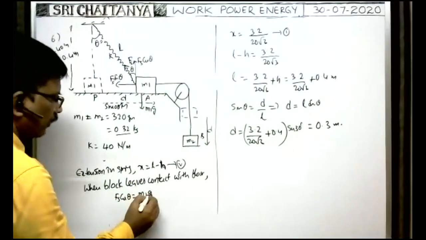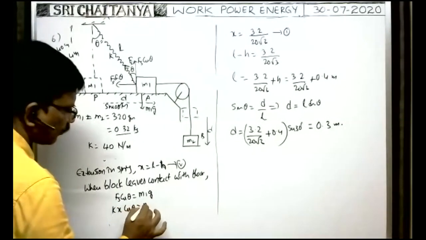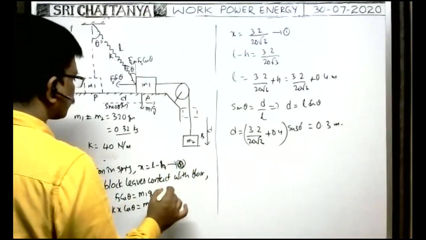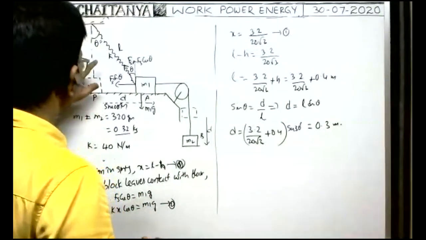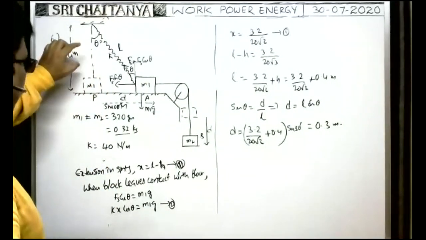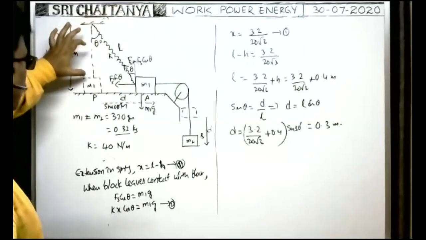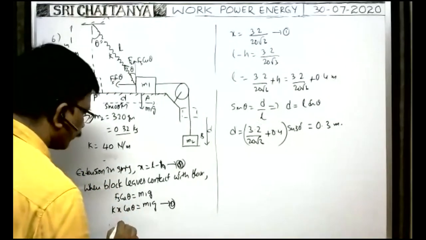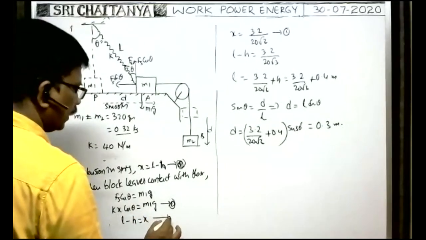Fs cos theta is equal to m1z. Fs means kx into cos theta. That is equal to m1 into z. Okay, this is equation 1. This is equation 2. So next, from the diagram here we see the x value we have to find. The x value is this one. This is totally L. L minus h is equal to x. So this is another equation, equation 3.